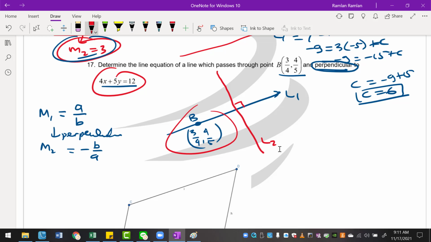We have the point, but we don't have the gradient yet for L1, yeah? So we need to find the gradient of L1. How to do that? We find the gradient of L2 first, right? So let's find the gradient of L2.